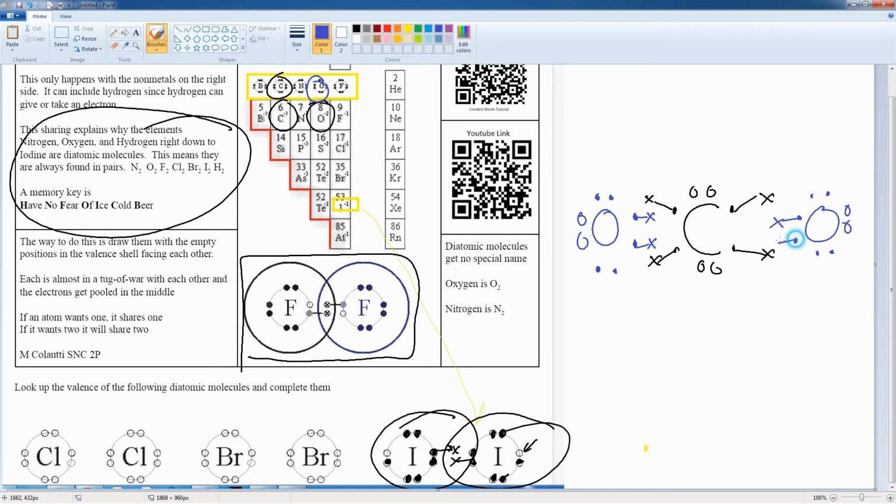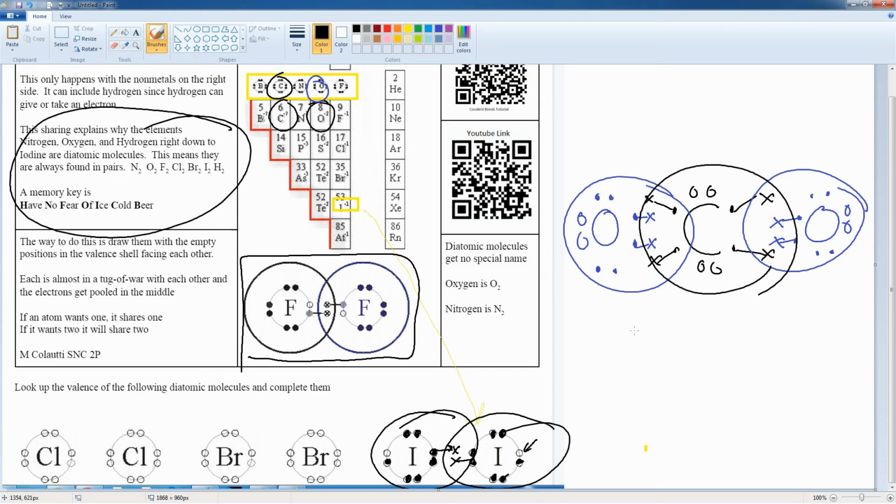And now they've shared. Okay? And then you can go, yippee, she's done, and he's done. And that's about as hard as it can get. All right, so hopefully that helps.